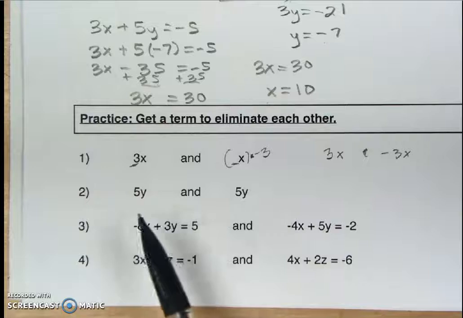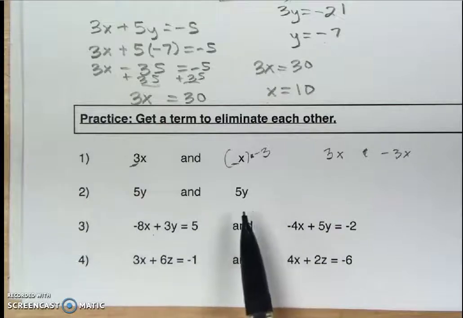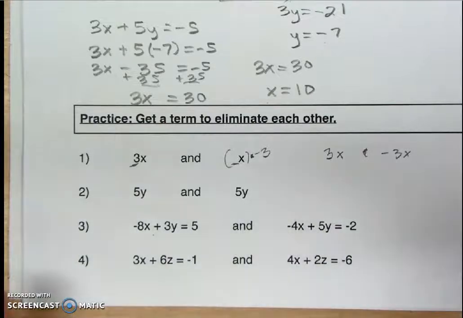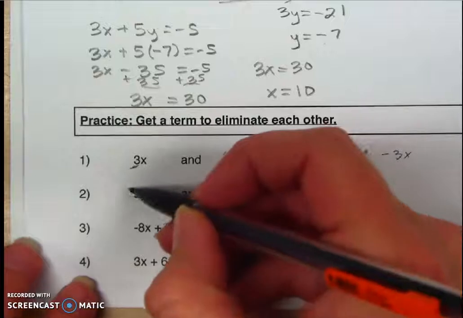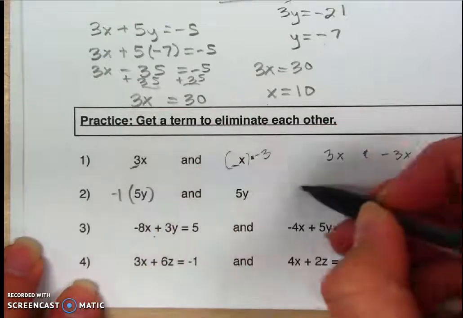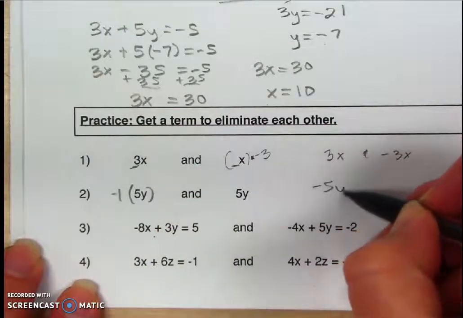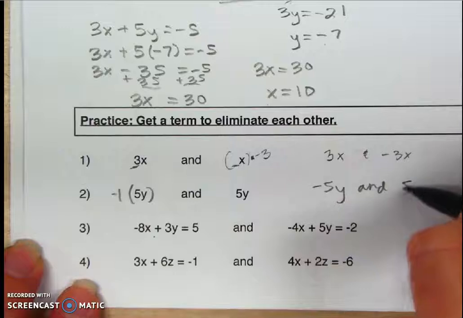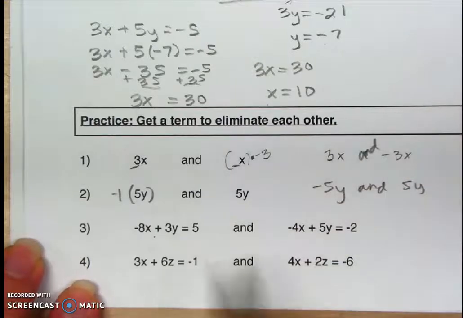Okay, what about 5y and 5y? How would I make them opposites? How would they eliminate each other? Well, I'd have to multiply one of them by negative 1. I'll go ahead and choose this one. And so now it's going to be negative 5y and 5y. All right, what about here?